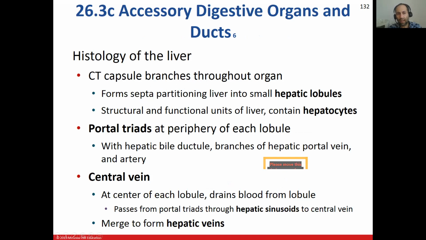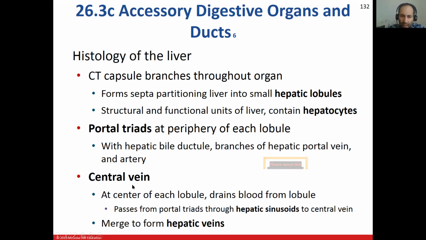So now looking at the liver under the microscope, as far as the histology of the organ is concerned, the cells that make up the liver are called hepatocytes, which literally means liver cells, as you can see, okay? And then portal triads are a triad, three things again, which is found at the periphery of each lobule of the liver. That includes the hepatic bile ductule, branches of the hepatic portal vein, and the hepatic artery, okay? So again, these three structures together make up the portal triad.